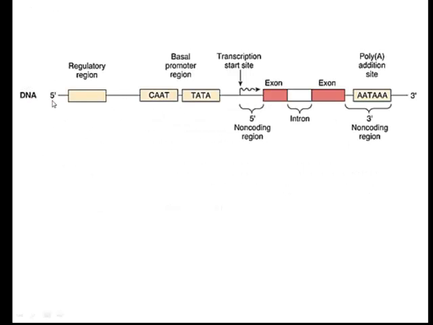So this DNA molecule has a 5' end and a 3' end. Here near the 5' end there is a regulatory region where there are enhancers or silencers for the process of protein synthesis, and here is the promoter site, where you can see the TATA sequence or TATA box, and here is the transcription start site. There are exons and introns as well.